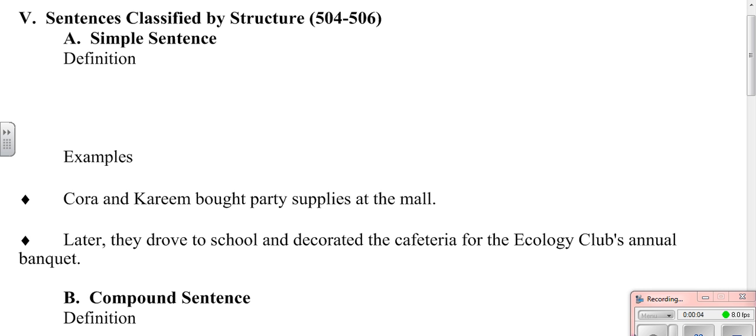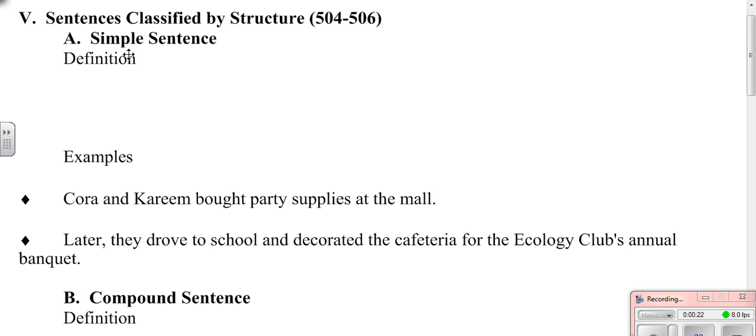Now, once you have figured out how to identify clauses, the last piece in this unit of grammar study is classifying sentences according to their structural makeup. And by that we mean how many independent or subordinate clauses they have in the sentence.